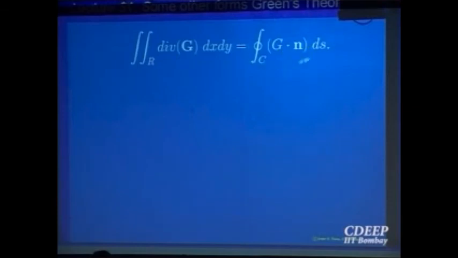But now remember, what is G dot n? When we look at the line integrals, this is the flux of the fluid flow G across the curve C in the outward normal direction. So this gives me that the flux of the fluid flow in the unit normal direction, the total flux, is nothing but the integral of the divergence. So you can see again the fluid flow is related to divergence from this theorem also.